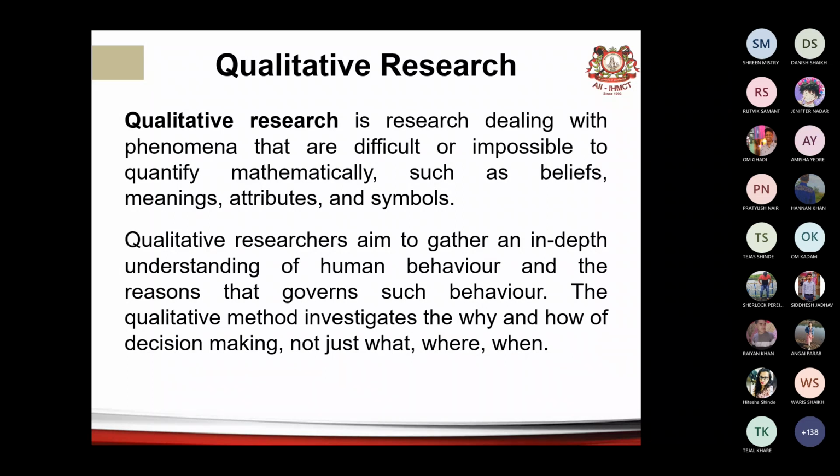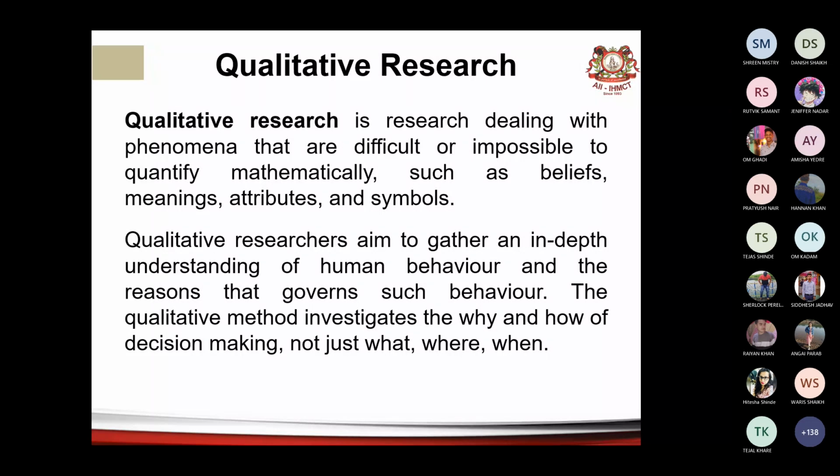Yeah. So qualitative research is research dealing with phenomena that are difficult or impossible to quantify mathematically, such as beliefs, meanings, attributes, and symbols. Now it makes more sense. Okay, you cannot quantify a meaning of a thing, you cannot quantify characteristics, you cannot quantify attributes of a person. Yeah, it is more abstract, it is more vague, and hence it is more descriptive and hence qualitative.